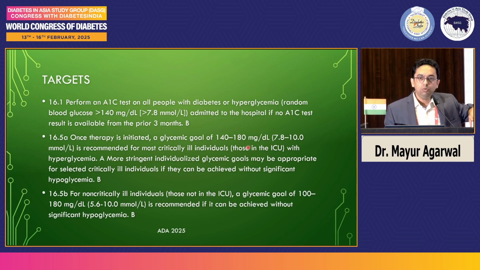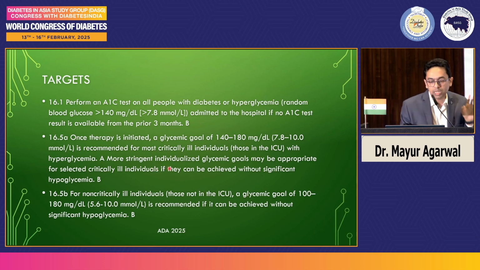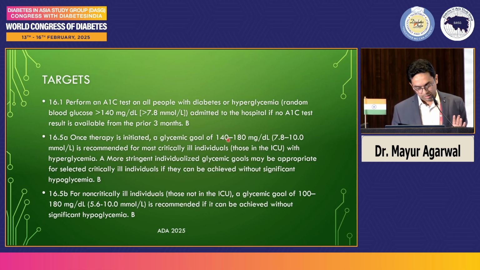In 2022, they kept one more line that you can keep it lower, 110 to 140, provided you are not creating hypoglycemia. Now they have removed that number, but they have written that more stringent individualized glycemic goals may be appropriate without significant hypoglycemia if you can do it. The numbers are removed from the recent 2 years, but in general it is 140 to 180. Okay. Now let us see non-critically ill and critically ill. In non-critically ill, they have given a slightly wider range. Non-critically ill, probably the patient is eating. That is what they mean, right?